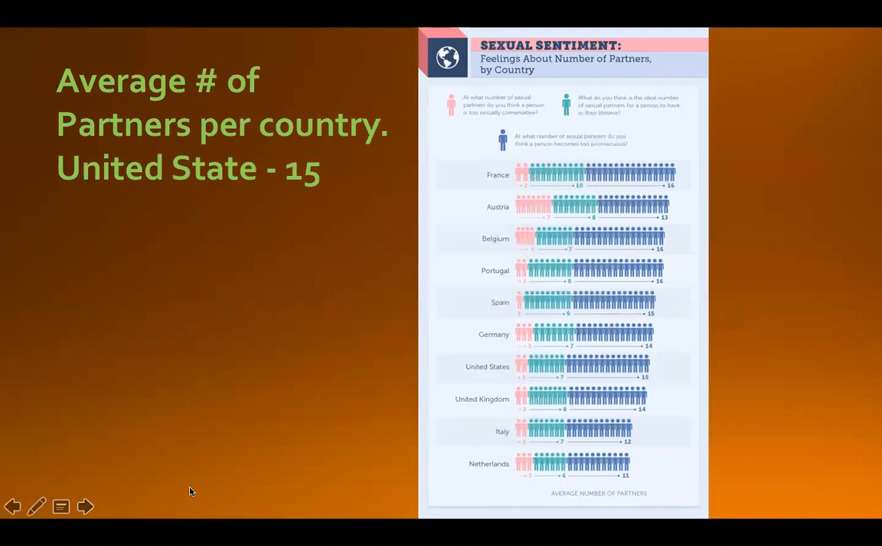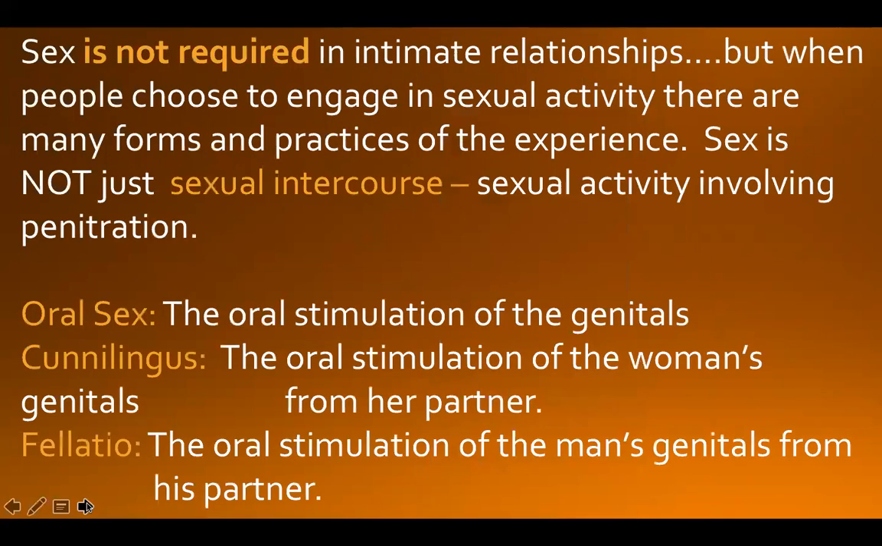This also is another average per country, and you can take time to look at this, but it's interesting. In France, the average is 16, but you can look at what number of sexual partners you think a person is too sexually conservative, males, females, all being asked at this one. So obviously Netherlands is a little bit more conservative. United States, we find ourselves around here at 15. And then it's 16, not too far off in France.